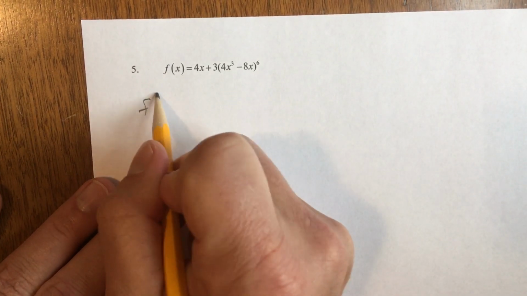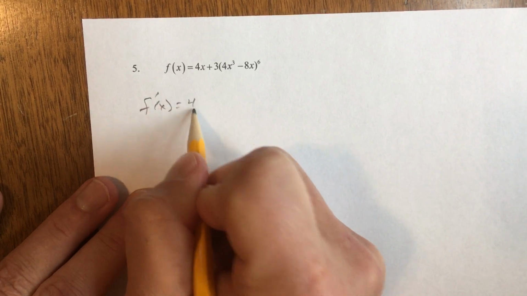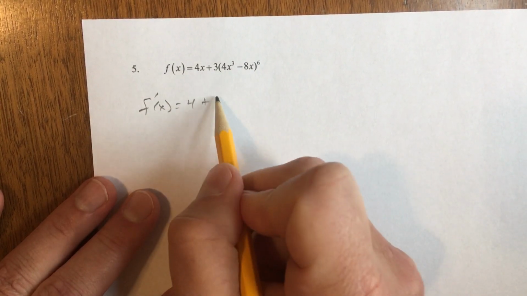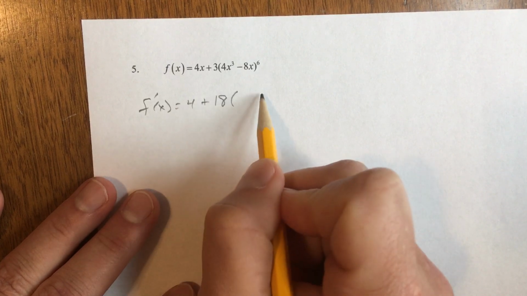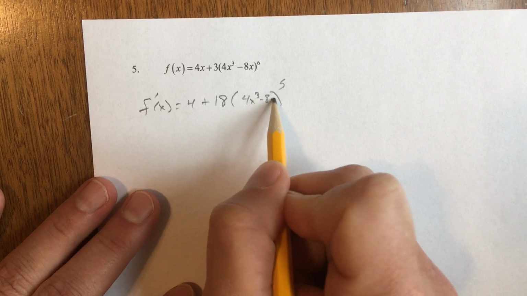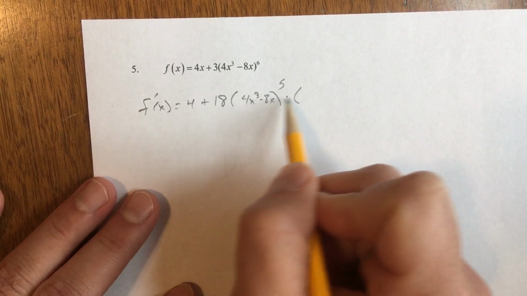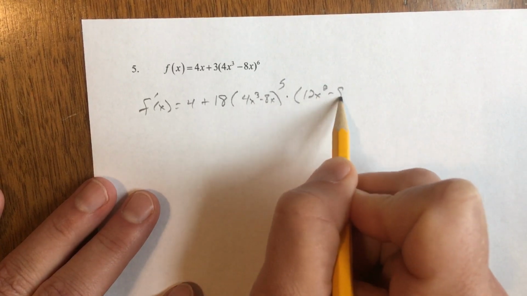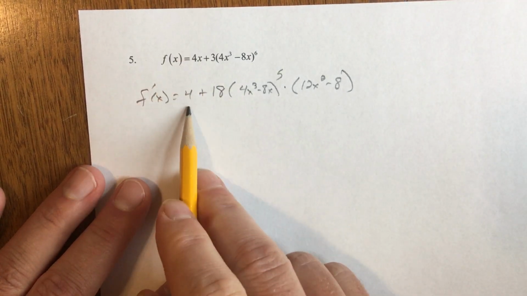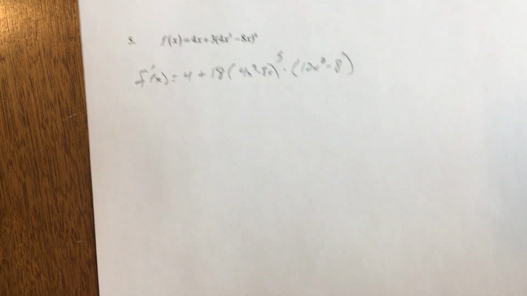For number 5, the first derivative of 4x is just 4. That's no problem. When we go to do this, now we're using chain rule. 6 comes down. 6 times 3 is 18. Subtract that 1 from there. Leave the inside alone. Then times the derivative of the inside, which is 12x squared minus 8. All right, so that 4x is just 4x. We do that derivative, and then we treat that like that.